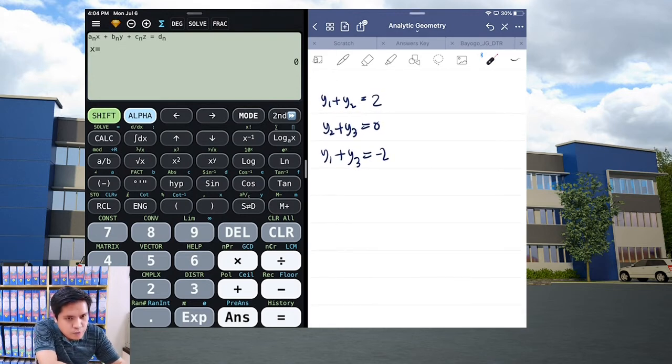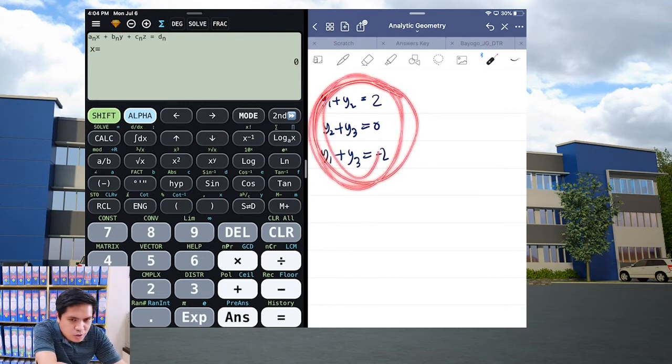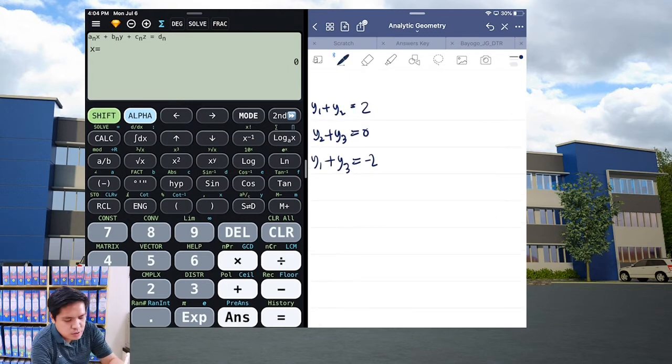By the way, the default of the calculator is x, but actually, yung x natin dyan is itong mga y. So don't worry kasi calculator kasi yung pinasolve natin. So with the aid of the calculator, that means y1 is 0, y2 is 2, and y3 is negative 2.